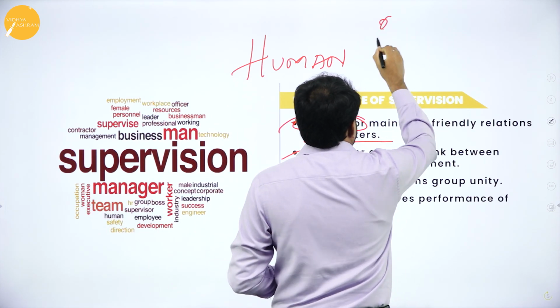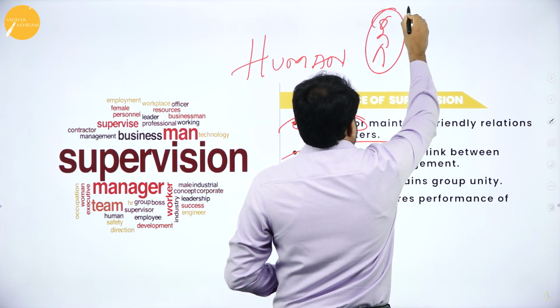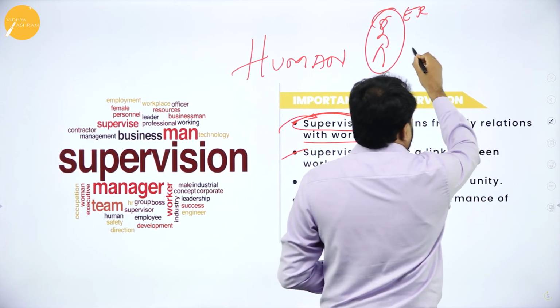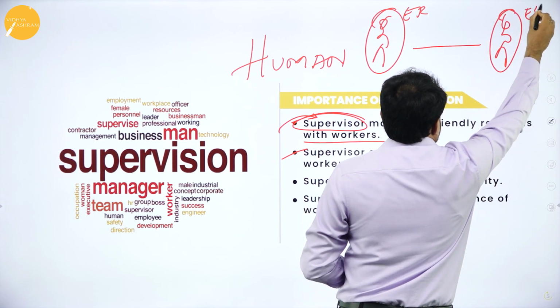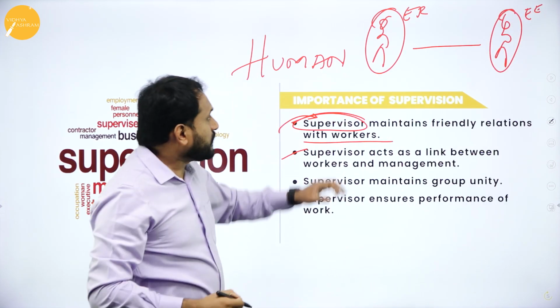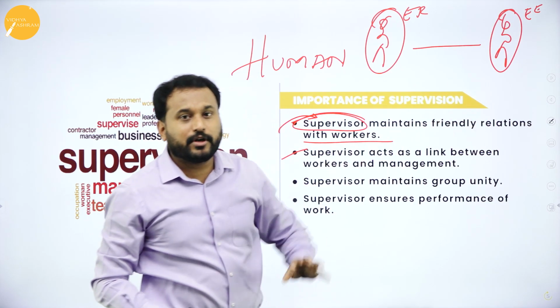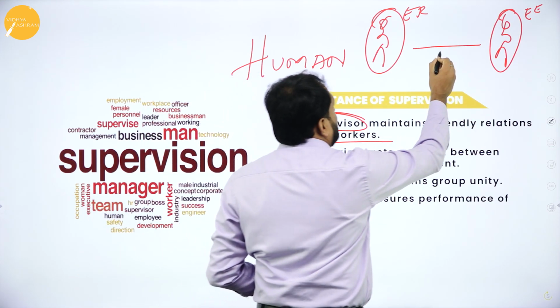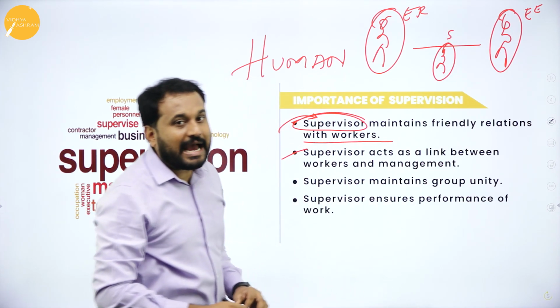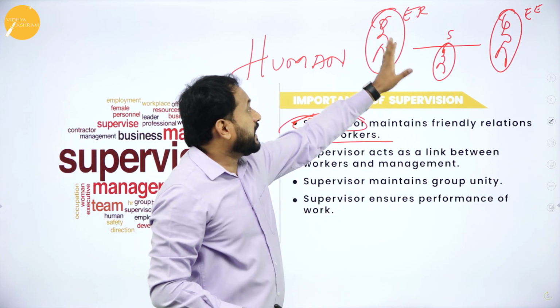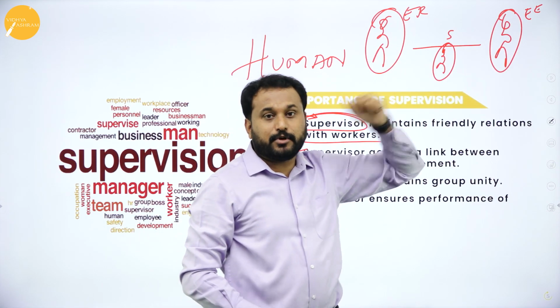Now you have this employer and you have the employee, right? You have the employer and you have the employee. Now there is this middleman. What is it? He is the supervisor. Now he acts as a bridge between the employer and the employee.